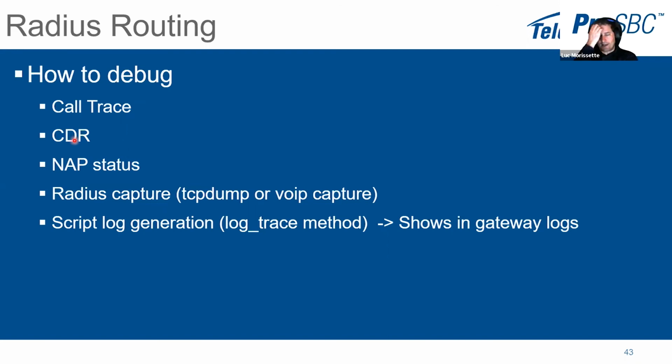You can, as always, look in the call detail records. You will see each of the calls that were done in the system, if, of course, you have enabled this. In the NAP status, you will see if the calls were accepted, if the incoming call is working, and the outgoing calls. You can look at this. You can capture a radius trace.